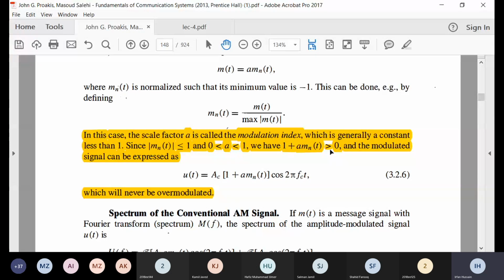So if you are asked in exams, many times these questions have come, to make up your conventional double sideband signal for broadcast, or simple double sideband, where they ask you that there should be no over-modulation. In that case, you will make sure that A m_n(t) is less than 1.